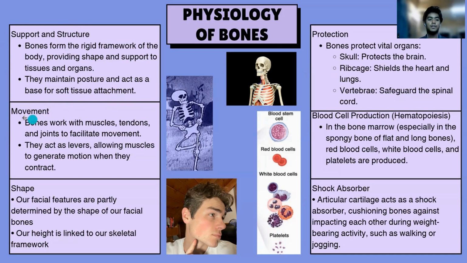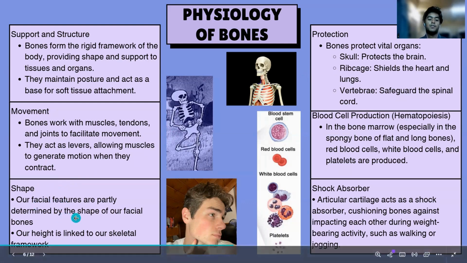Next, bones also function for movement. Bones work with the muscles, tendons, and joints to facilitate movements. So as you can see from this picture here, this skeleton is able to move his arms in such a way. The bones also function to provide shape to our body. Our facial features are partly determined by the shape of facial bones. So as you can see here, the shape of his face is as such thanks to the skull.